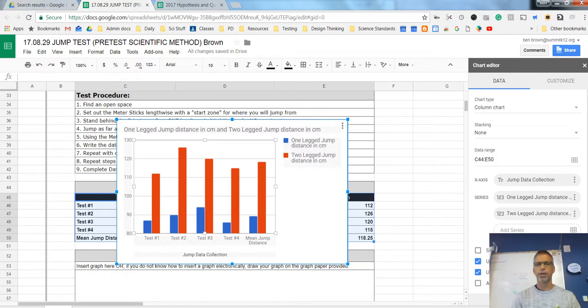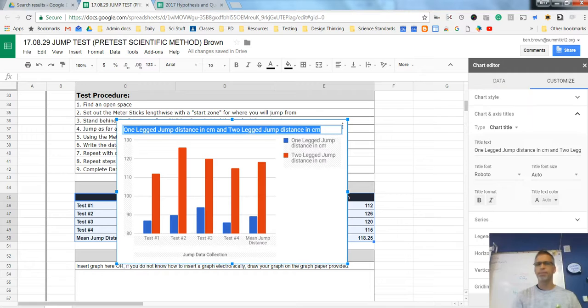You will see that the chart has now been inserted, and you'll see it gives me a title. Is that title perfect for what we're doing? Does it tell me what we're looking at? One-legged jump distance in centimeters and two-legged jump distance in centimeters? Maybe something that might be better is, how does the number of legs affect the jump distance? You can even use your scientific question as the title. That could be something that lets people know what they're looking at.